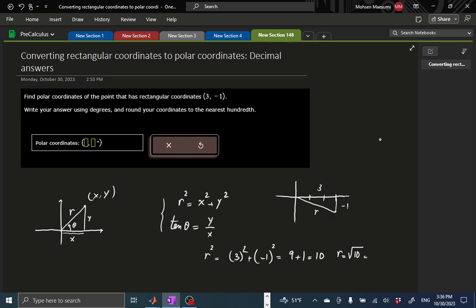And so here I have my trusty calculator here, 3.1622. It says to the nearest hundredth, so we have to round to here, and if this number is 4 or less, we just skip it, and if it's 5 or more, we just go up. So r is going to be approximately 3.16.